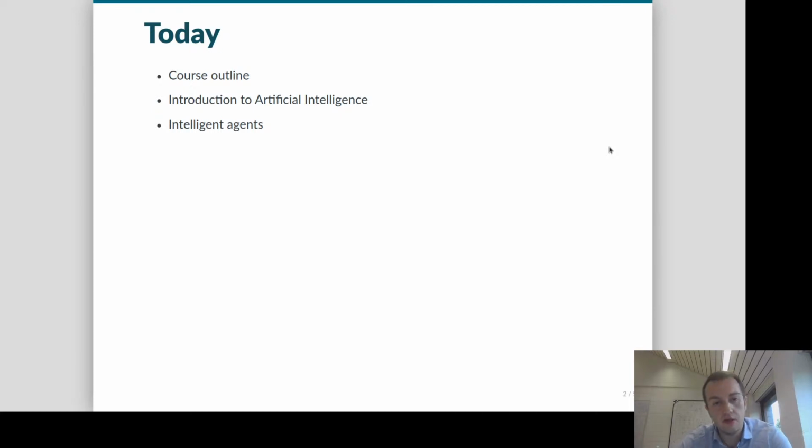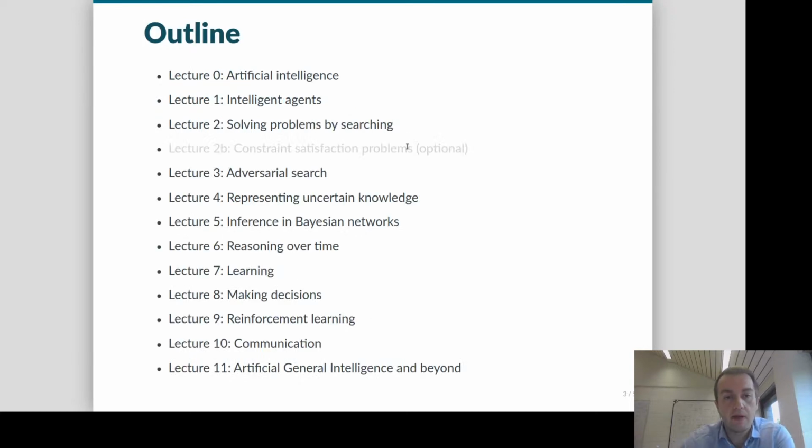And then in the second part of today's lessons, we'll cover what is known as intelligent agents. Okay, so the outline for this course is as follows.